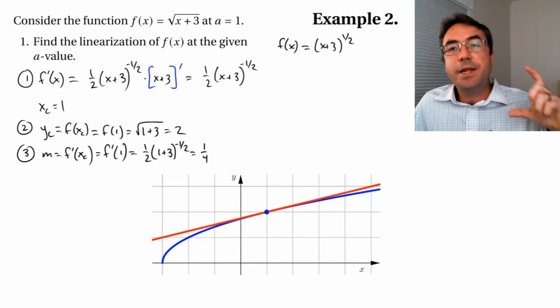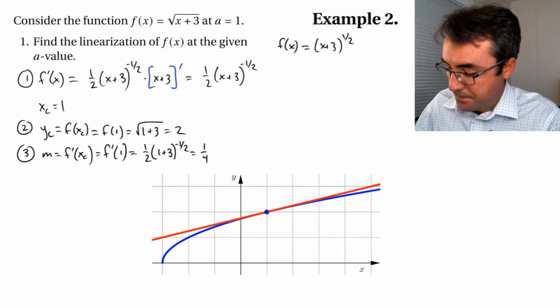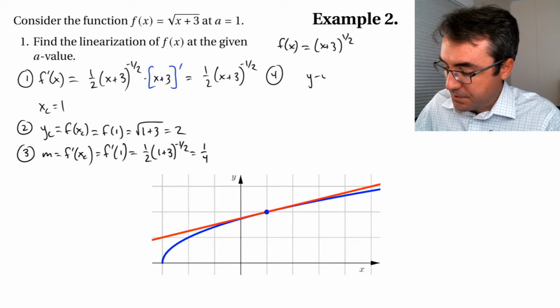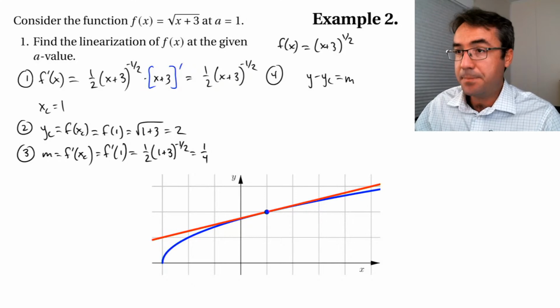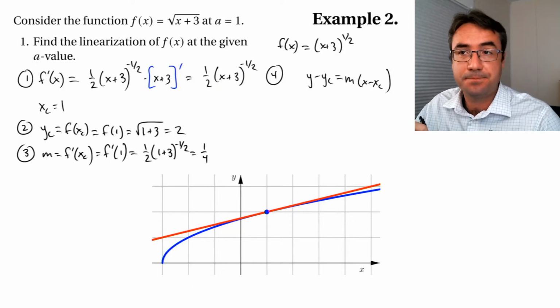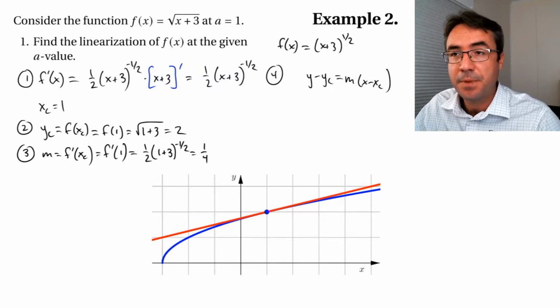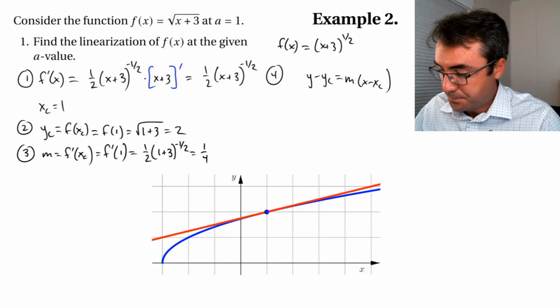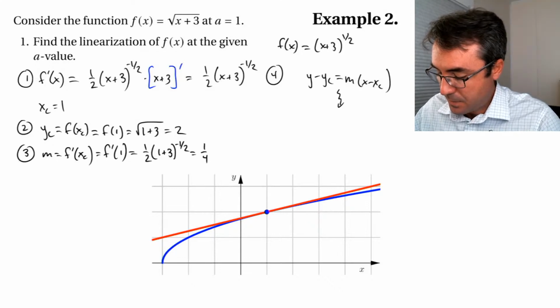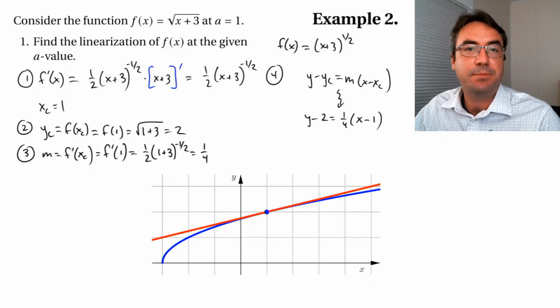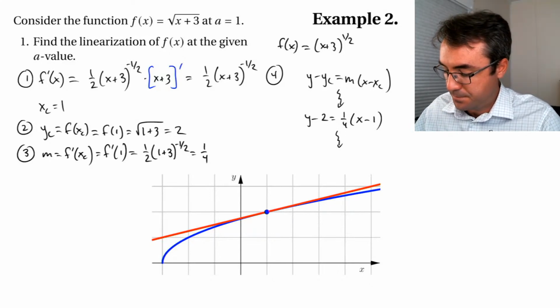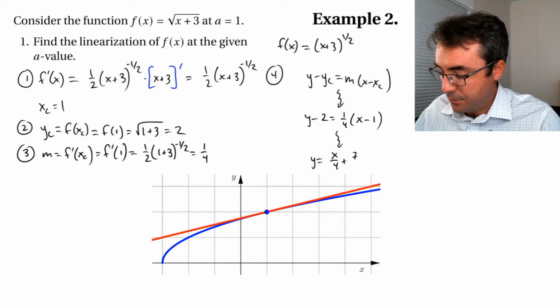So we have all of the ingredients now that we need for our tangent line. So let's start with our point slope formula. y minus our y coordinate is equal to m times x minus our x coordinate. Just the regular point slope formula. Let's fill in all the pieces. So y minus 2 is equal to 1/4 (x minus 1). And let's get it into the form mx plus b. And when we do that, we get x over 4 plus 7 over 4.